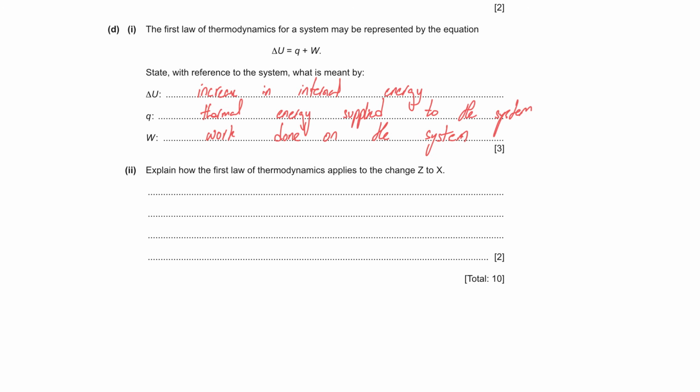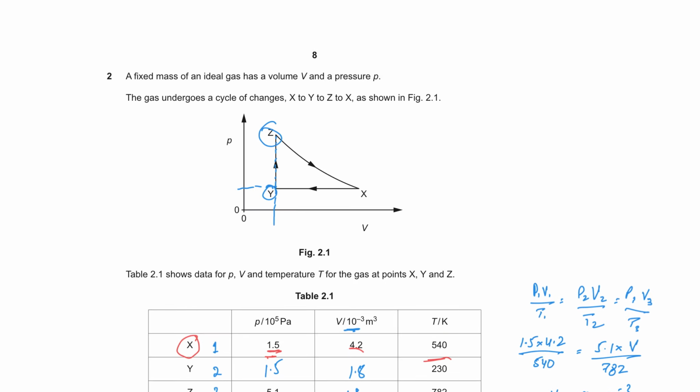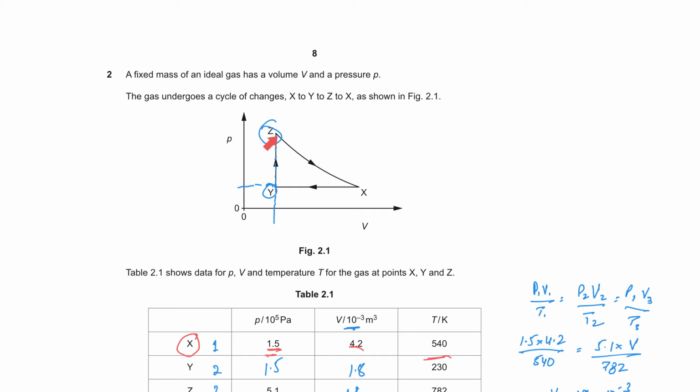D part 2 says, explain how the first law of thermodynamics applies to the chain Z to X. Now, the first law is delta U is equal to Q plus W. Let's go back to figure 2.1 and see what happens from Z to X. From Z to X, the volume of the gas increases. The volume starts off at V1 and ends up at this point, V2.